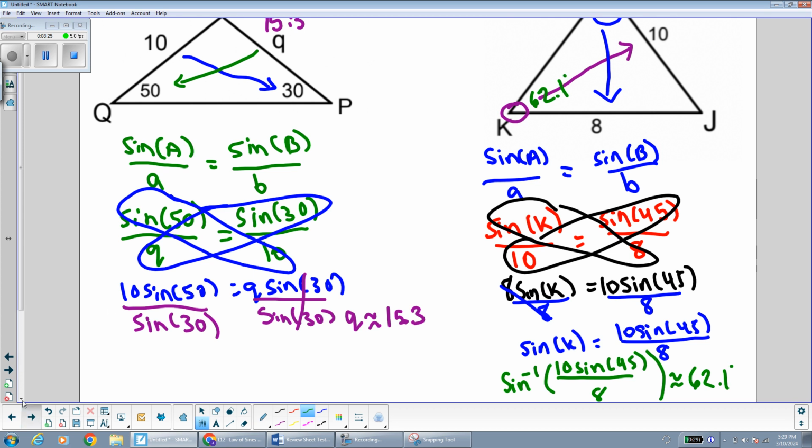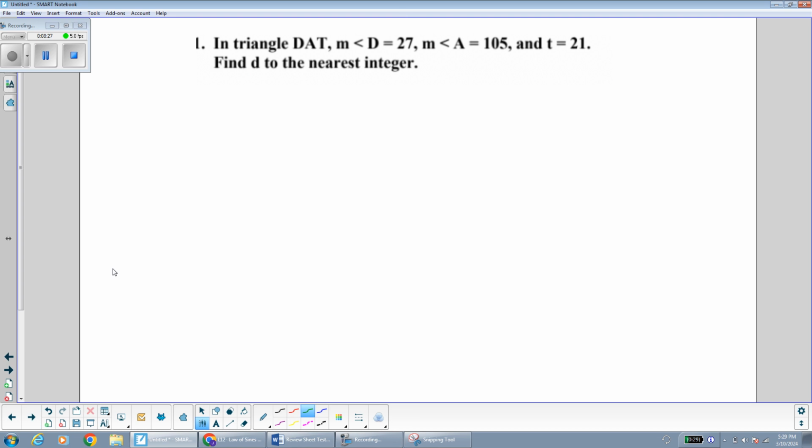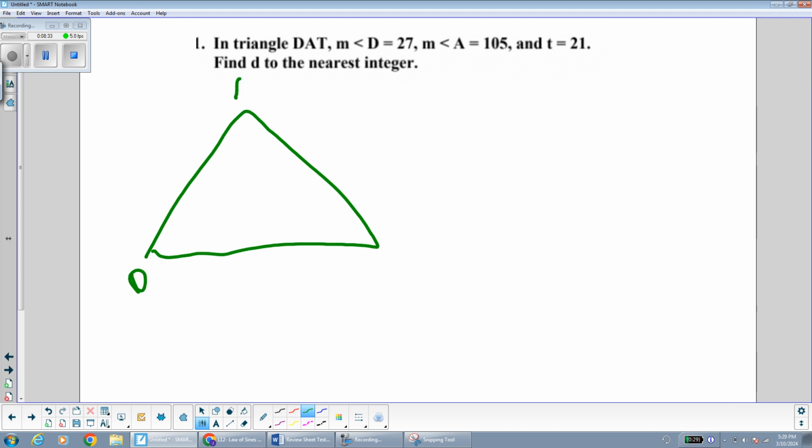Let's do a couple more practice questions using the law of sines. Here we have triangle DAT. So I'm going to draw it. DAT. Angle D is 27 degrees. Angle A is 105 degrees. And side T, opposite from angle T, is 21. Find D. So I'm finding the side opposite from angle D. So I'm finding D to the nearest integer. I already have the angle across from it, so that's good.